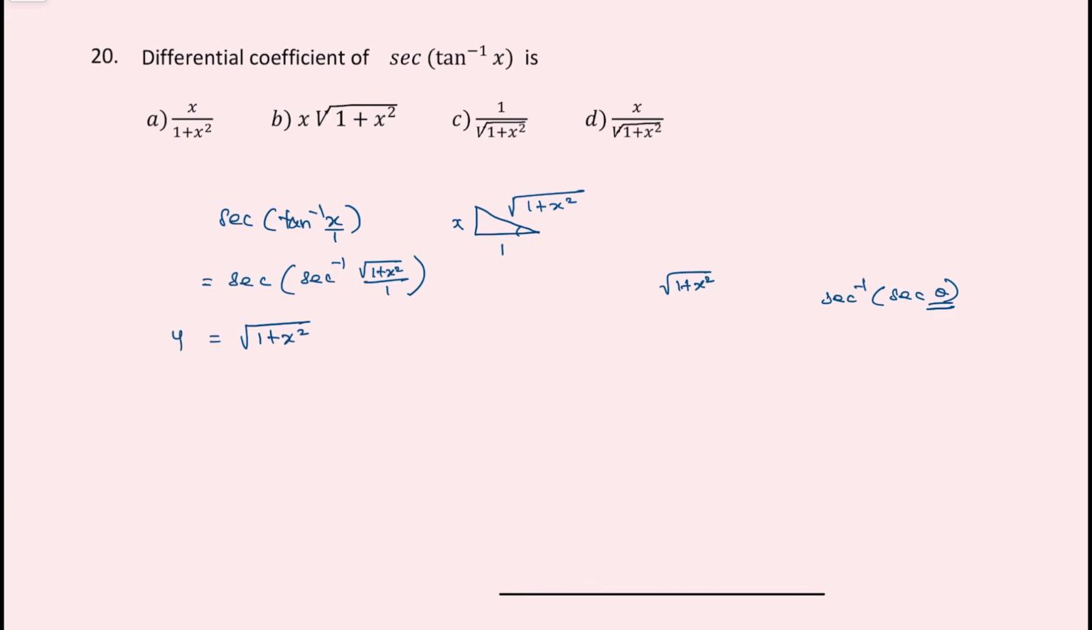Now we are going to differentiate. So dy by dx will be, we can write this as power half. Power has to be differentiated first, keeping the base same. And then the base has to be differentiated with respect to x. The answer is x upon root of 1 plus x square. The correct option is D.